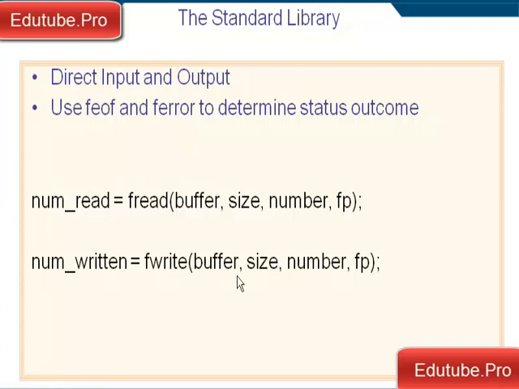Fwrite will write from our buffer a size object and how many of them to this file pointer. And it will return back to us how many were written. That should be the same that we asked for on an fwrite. Of course, the disk could have been full or something like that, and then we have to check ferror. We won't get end of file on an fwrite, but we could get ferror set on an fwrite. Okay, fread and fwrite, direct input and output.